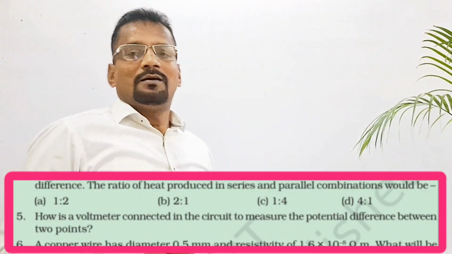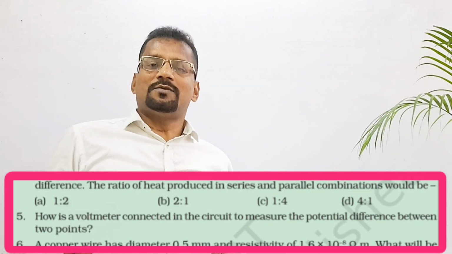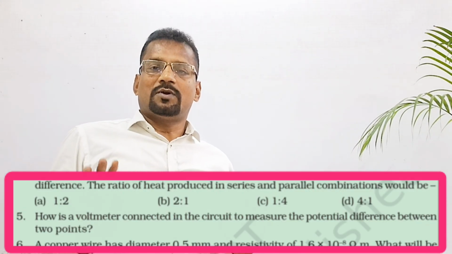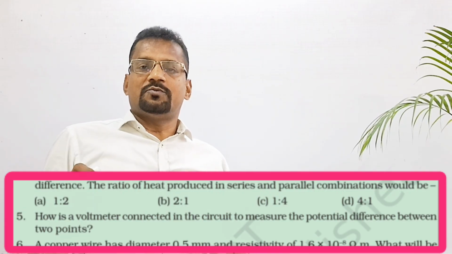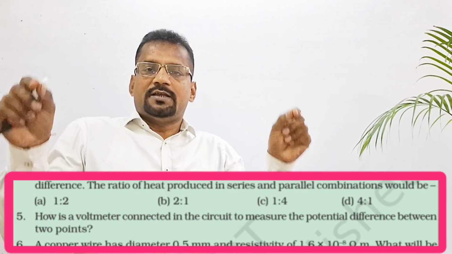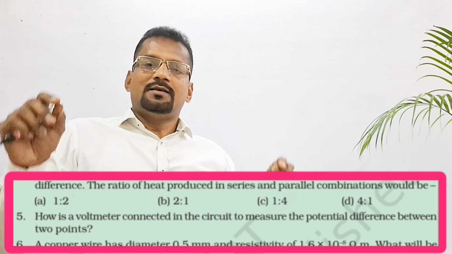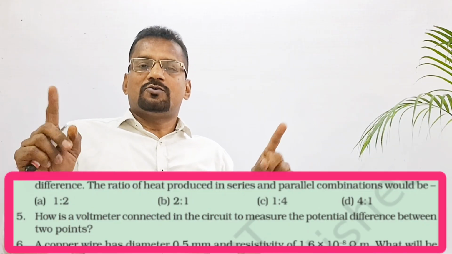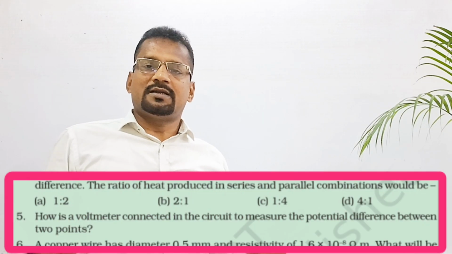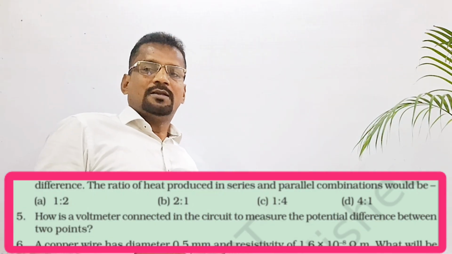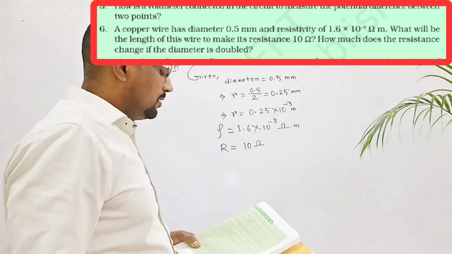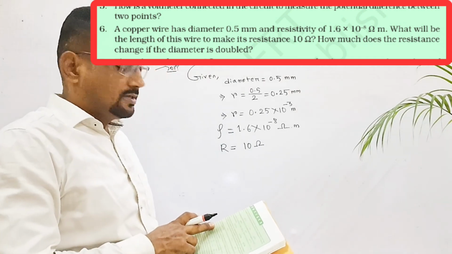Next question is simple. It is asked how the voltmeter is connected in a circuit to measure the potential difference. A voltmeter is a device which measures the potential difference between any 2 points in a circuit, and it is always connected in parallel between the 2 points across which you have to measure the potential difference. That's it only, and I am not going to write in detail. Next question, let us take. Next question, question number 6.